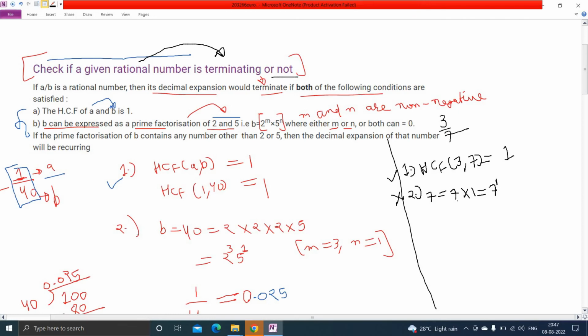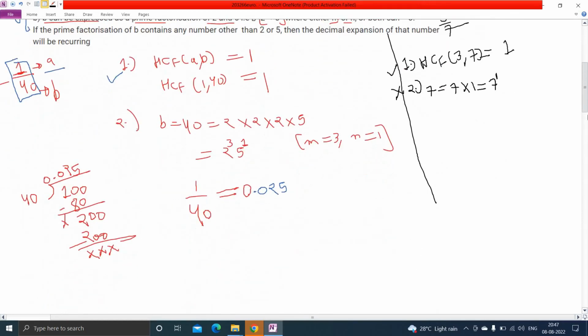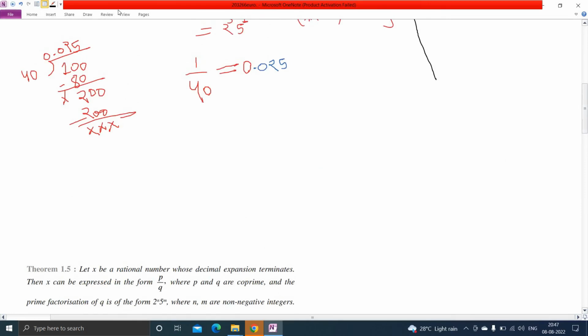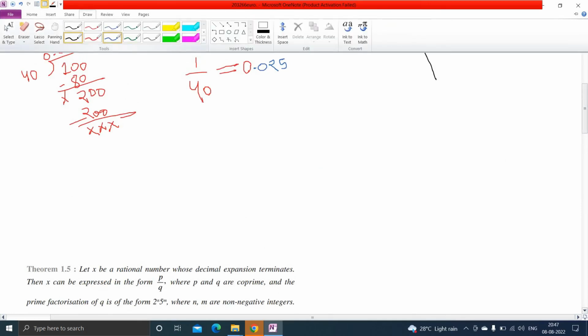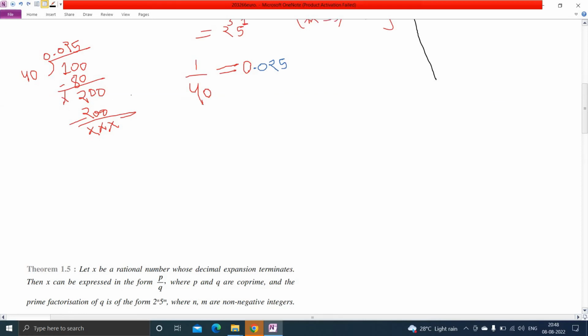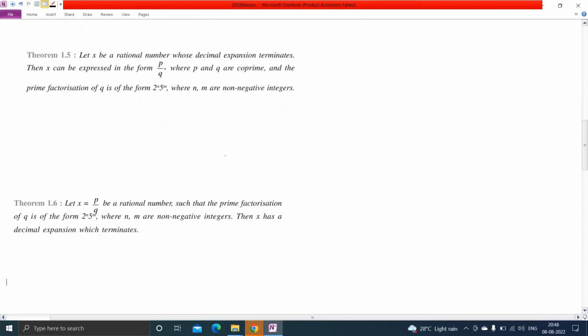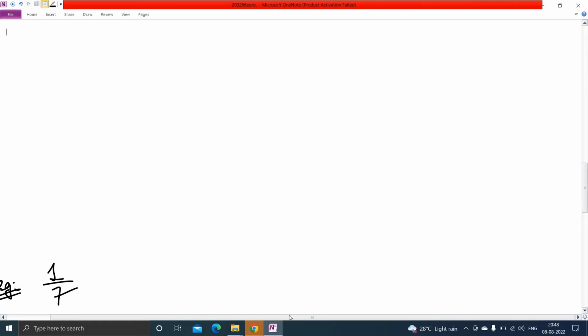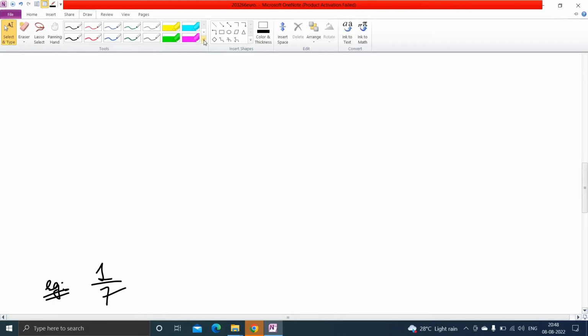Non-terminating, not terminating. So we will also see its proof. Actually, we need to divide it, then we can get whether it is proving that or not. One minute, where is my pen? Okay, here is my pen. I need to divide, just wait. I am taking the example below.